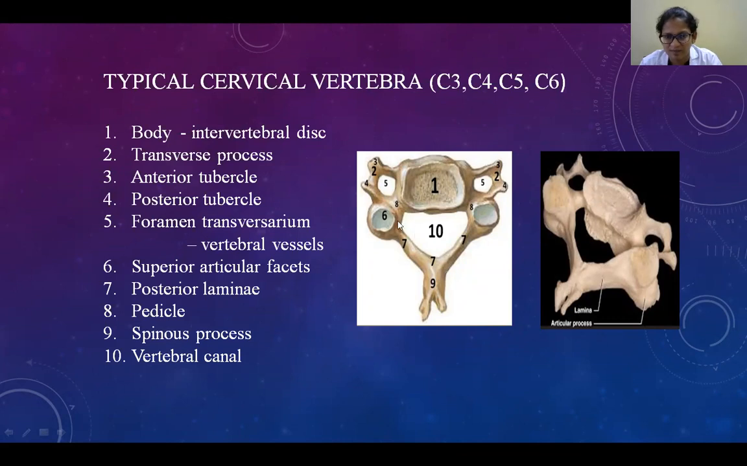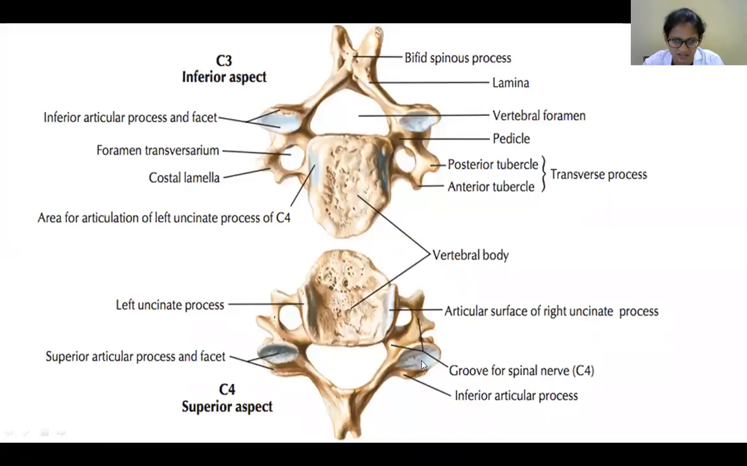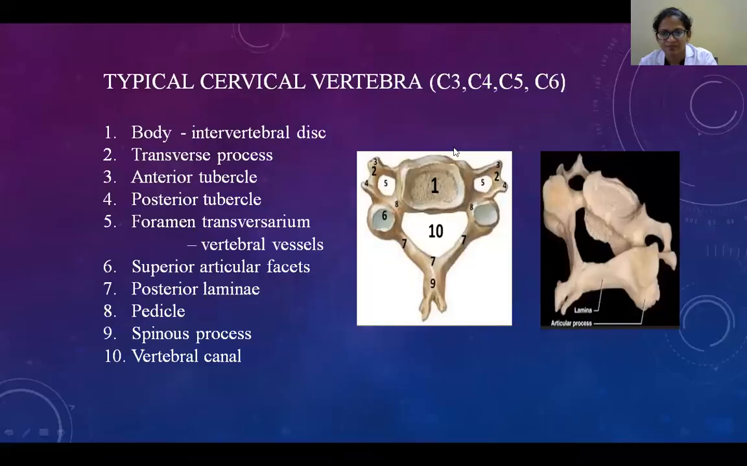And next, coming to the articular facets. They consist of superior and inferior articular facets. We see the articular facets at the junction between the pedicles and laminae. This is the superior articular facet, and below that you see the inferior articular facet.